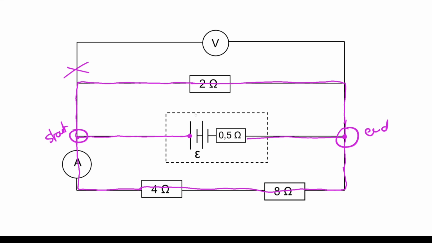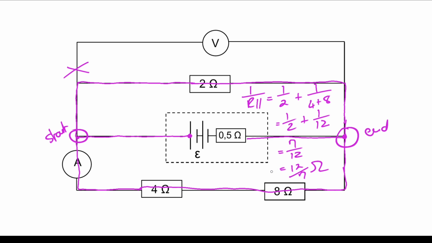So, what do we learn? 1 over R parallel in this case: the first branch has 2 ohms, so it's 1 over 2, plus the second branch has 4 and 8, so 1 over 4 plus 8, which is 1 over 12. So that would be 6 over 12, 7 over 12, 7 over 12, so R parallel is 12 over 7, and I have no idea what that is in fractions. It's our parallel. Bam! Bob's your uncle.